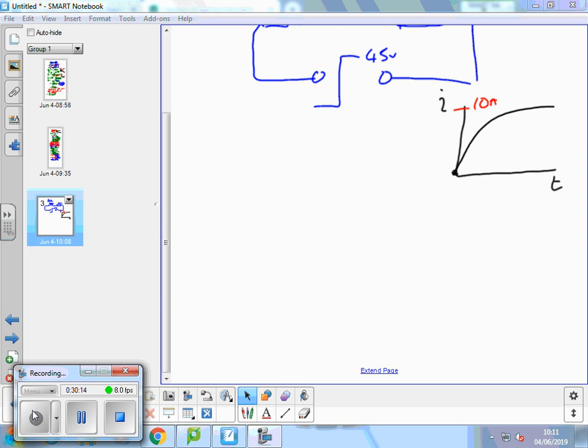So, if we're expecting that, what kind of maths are we expecting to do here? Exponential rise to a limit. Well, we've just had exponential rise to a limit. What did we have to do? More importantly than that, we had to manipulate partial fractions.